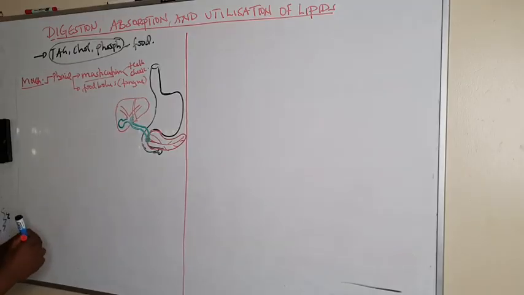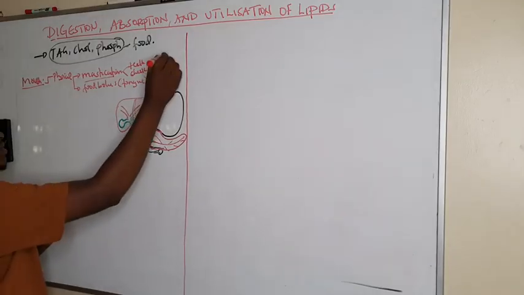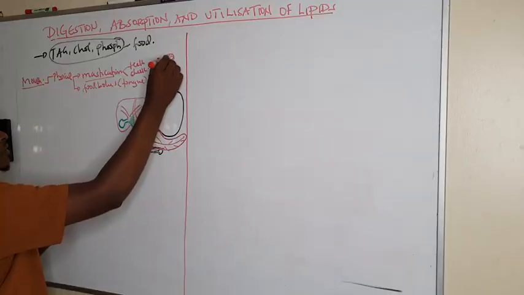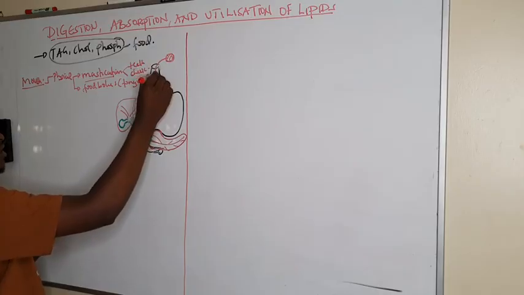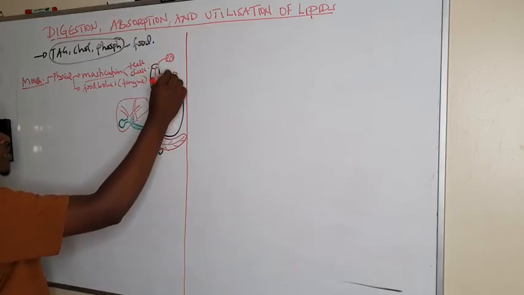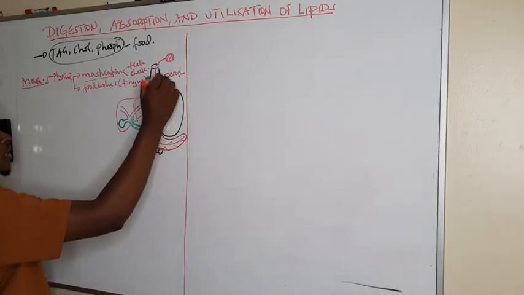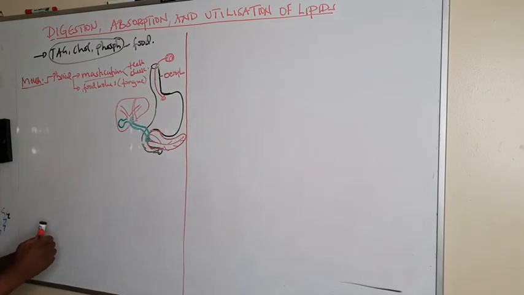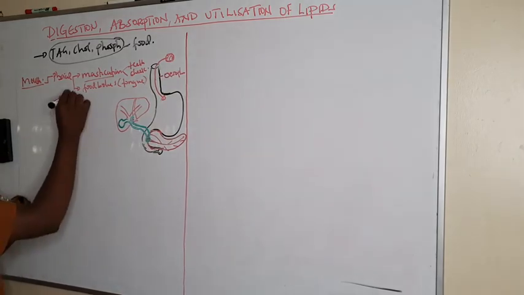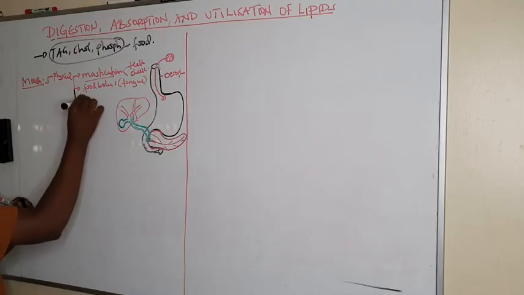This food bolus, which is formed in the mouth, is swallowed via the esophagus, and this swallowing to the stomach is by peristalsis.